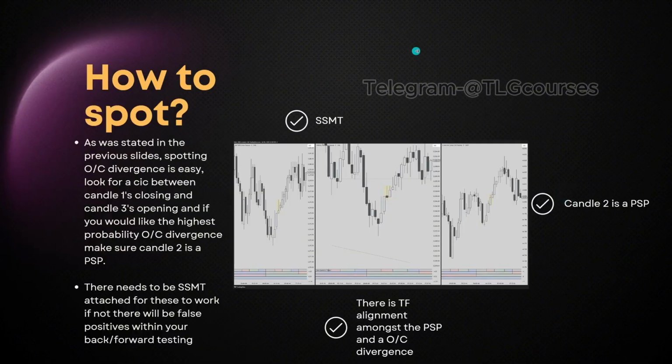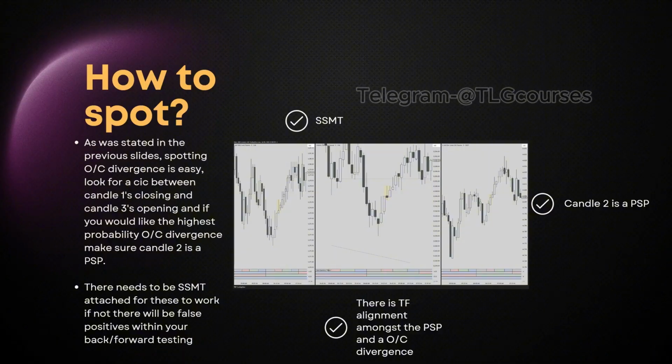How to spot. So here we have a picture alongside with a few checklists, and I'm going to go over it right now. As was stated in the previous slides, spotting open-close divergences is easy. Look for a cracking correlation between candle 1's closing and candle 3's opening. And if you would like to have the highest probability open-close divergence, make sure candle 2 is a PSP.